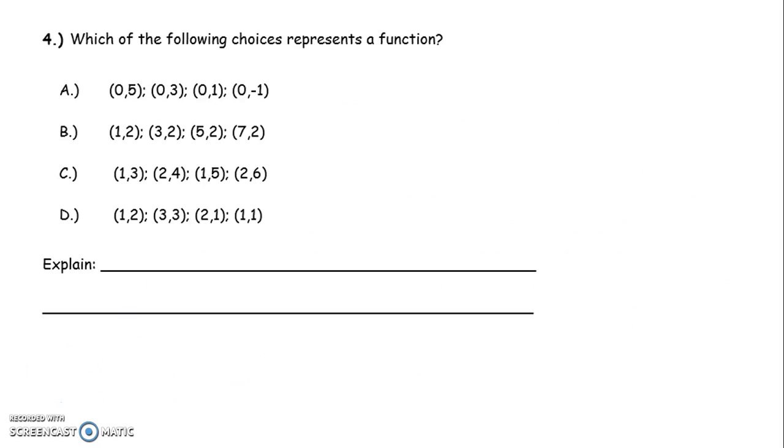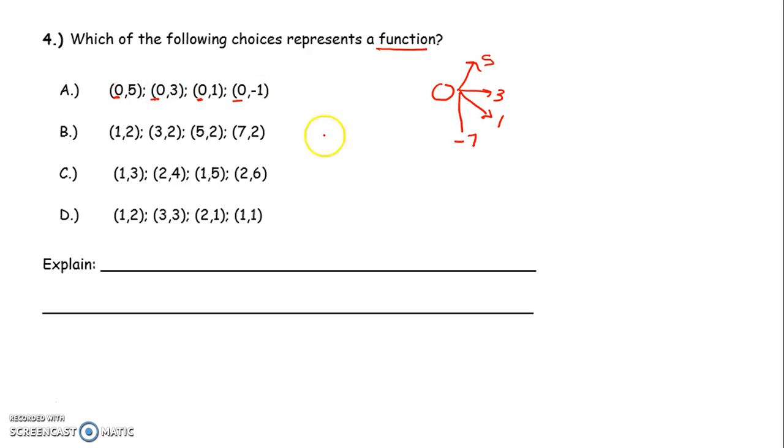I might be able to squeeze this question in. Which of the following choices represents a function? Okay, to be a function, each x value can go to one and only one y value. Each x value can go to one and only one y value. So, for instance, on this first one, we want the one that does represent a function. You can't have 0, I'm going to look at the x values, you can't have 0 trying to map to 5 and 3 and 1 and -1.